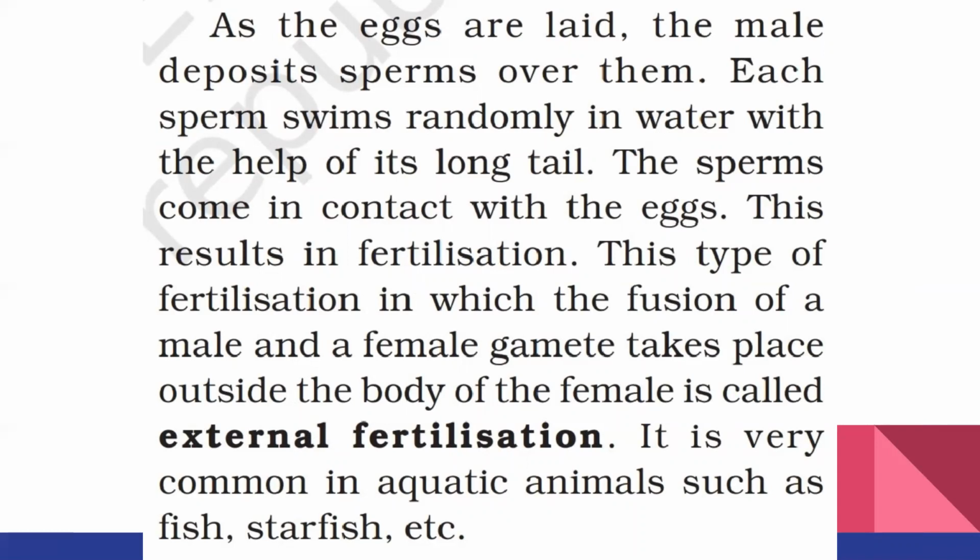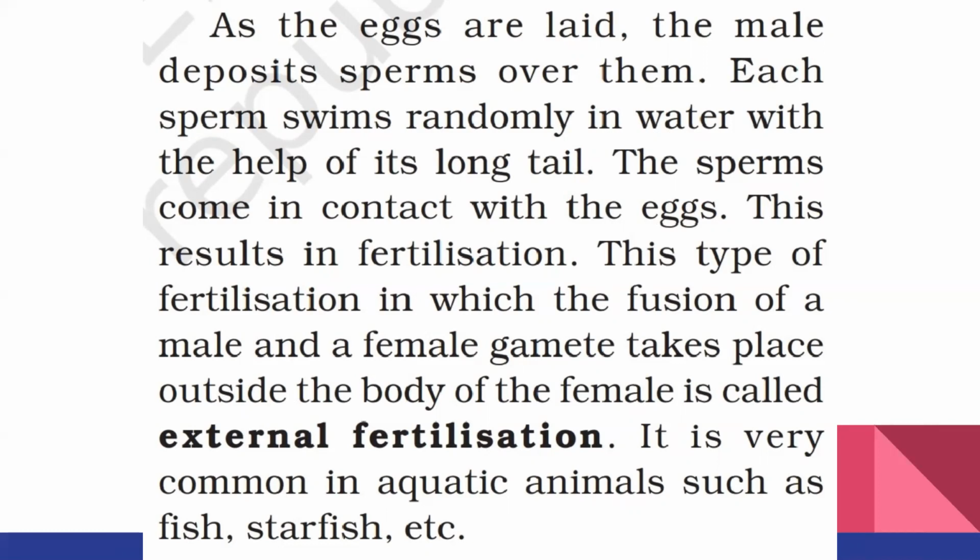Hundreds of eggs are there in the cluster, and the sperms are also released in large numbers, but not all get fertilized. In fish also, fertilization occurs the same way. In fish also fertilization is external, that is, the female fish lays eggs and the male fish releases sperms over the cluster of eggs. This type of fertilization, in which the fusion of male and female gametes takes place outside the body of the female, is called external fertilization.